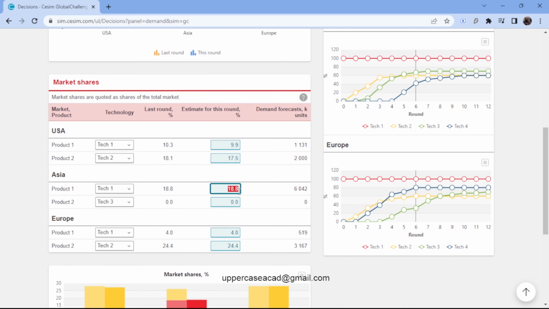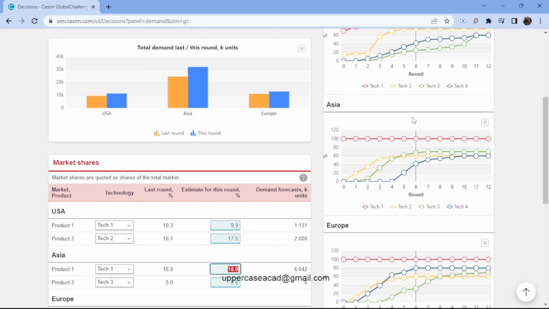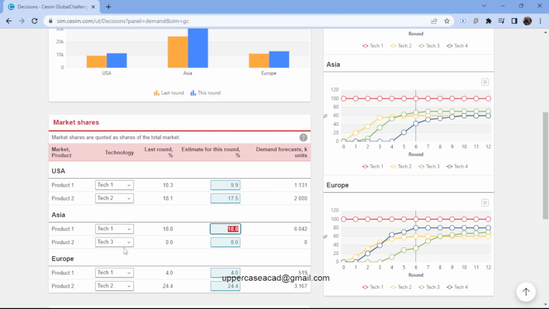Then for Asia, so this is Asia. If you look at the network coverage, we see that Tech 1 has a network coverage of 100%, while Tech 3 has surpassed Tech 2, and Tech 3 has 67% network coverage. So that's why we are projecting to sell Tech 3 in Asia.